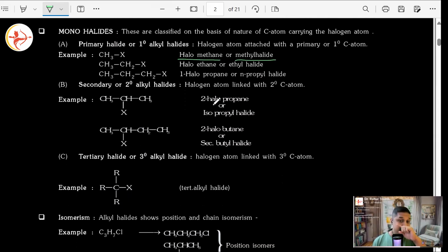Correct. But using halides sometimes becomes difficult if you have secondary or tertiary. There are also some places it can be used if you have a small number of carbons. Like here we have an isopropyl group connected to halide, so we can call it isopropyl halide, but a better way is 2-chloropropane or 2-bromopropane. Clear?